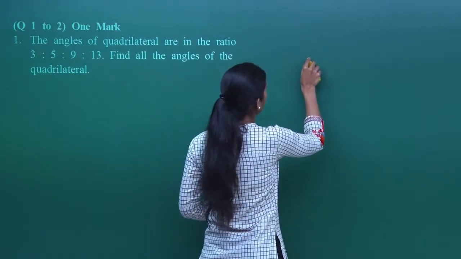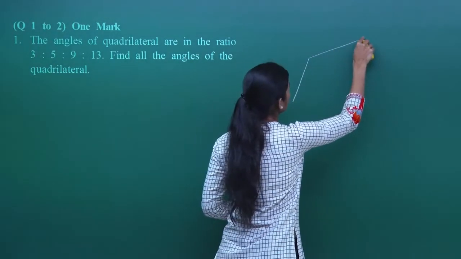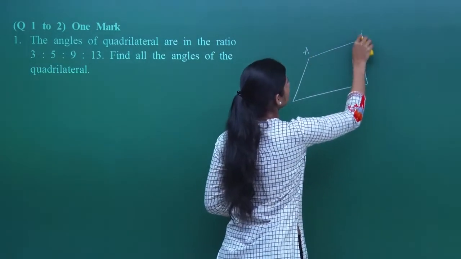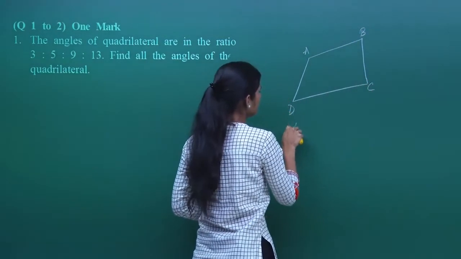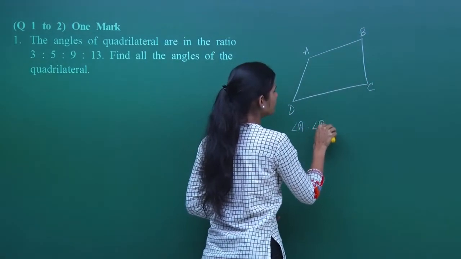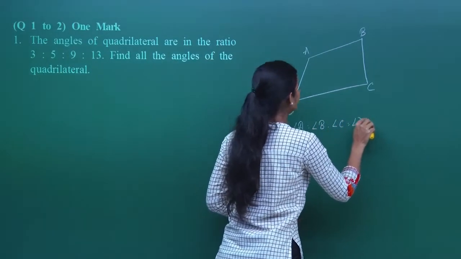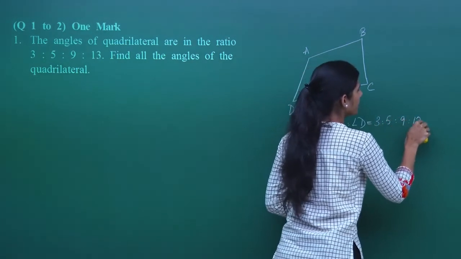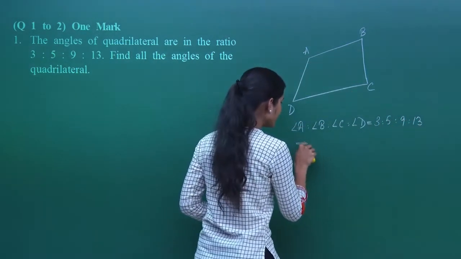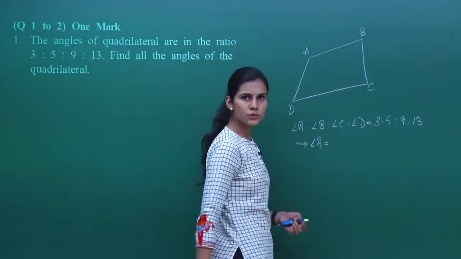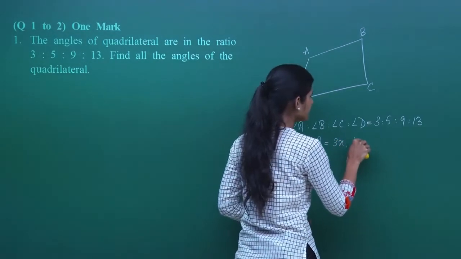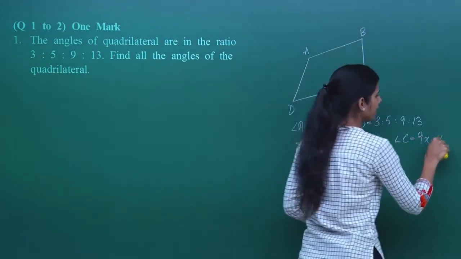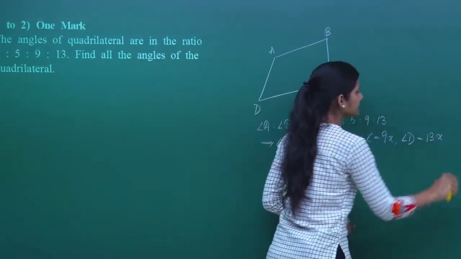So I am given that suppose this is my quadrilateral, any quadrilateral I take. Say angle A is to angle B is to angle C is to angle D is given to me as 3:5:9:13. This implies, what can I write? By the concepts of ratios and proportions, we know that angle A will be written as 3x, angle B as 5x, angle C as 9x and angle D as 13x.